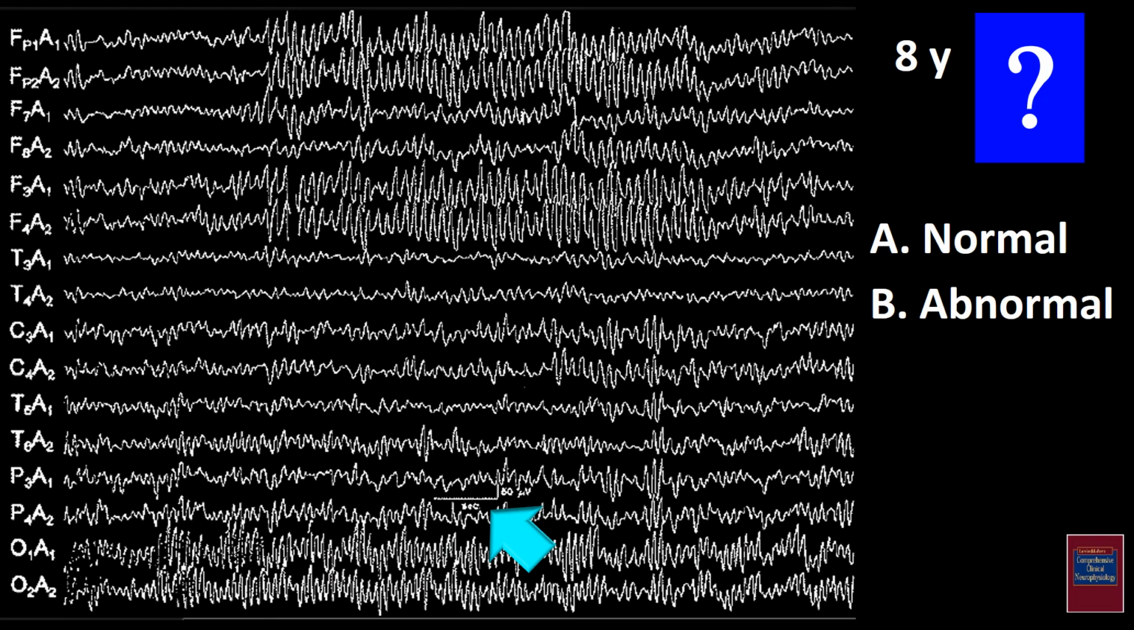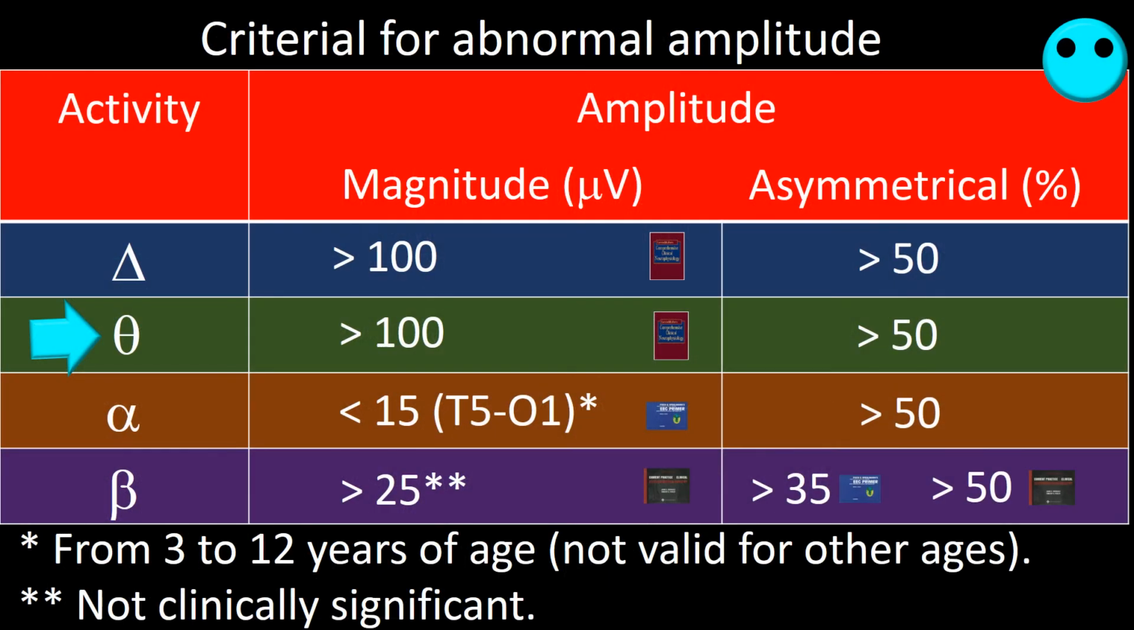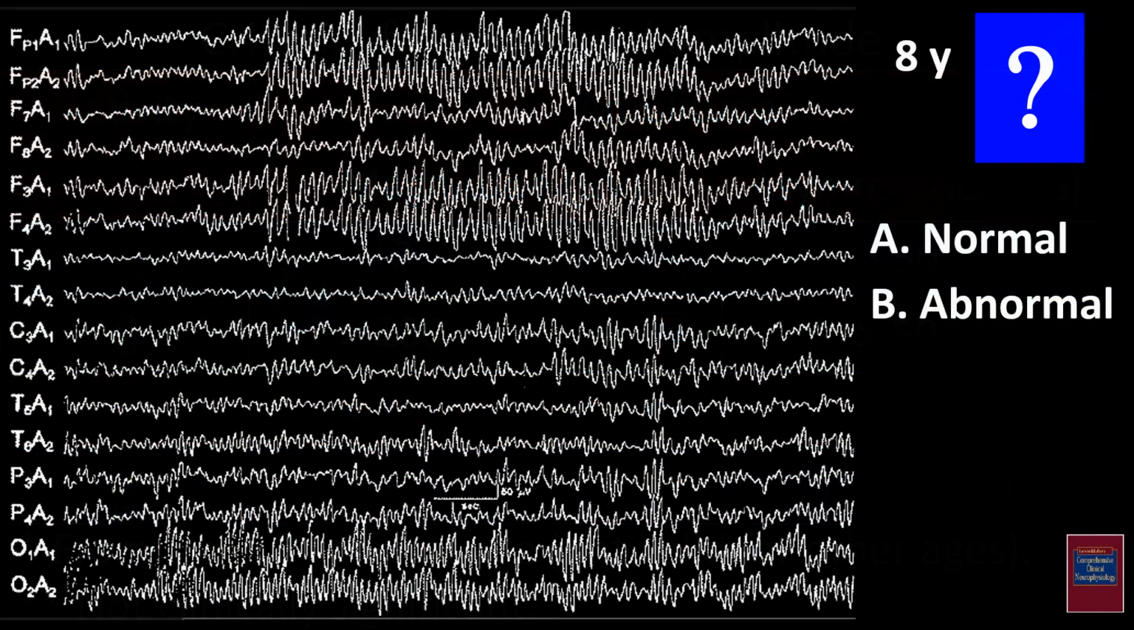See that the activity in the occipital region is 8 to 10 Hz and of relatively high amplitude, while the anterior activity is in the 6 to 7 Hz range, but is also of very high amplitude. Going back to the chart for the criteria of abnormal amplitude, we have to look at the theta rhythm. Notice that theta activity has an upper voltage limit, which is 100 microvolts. So the answer to this question is B.